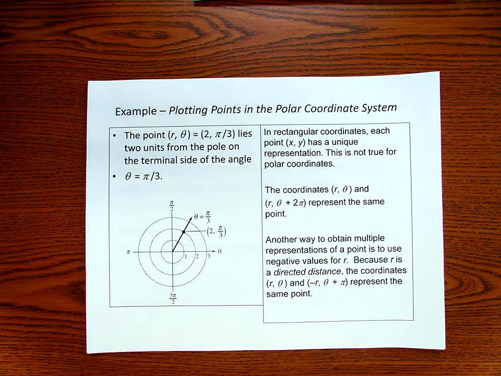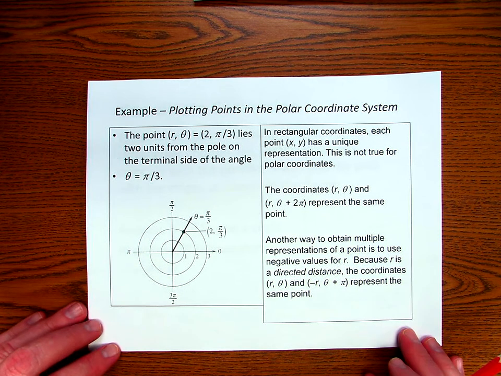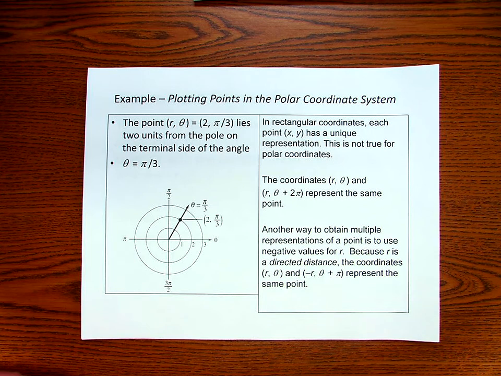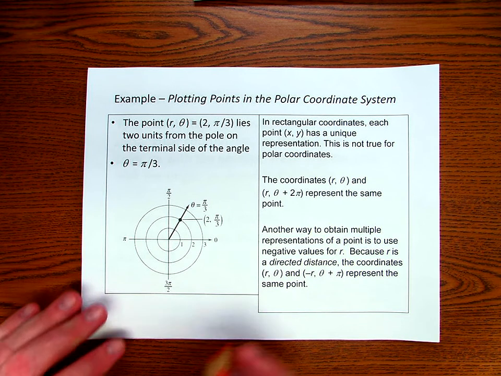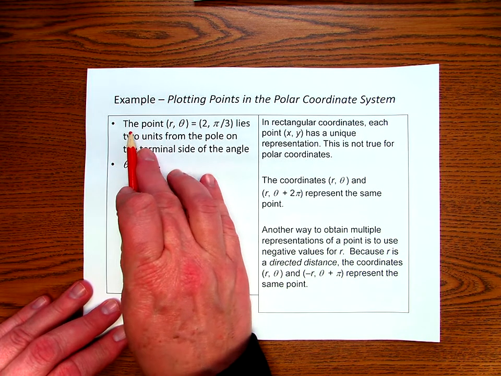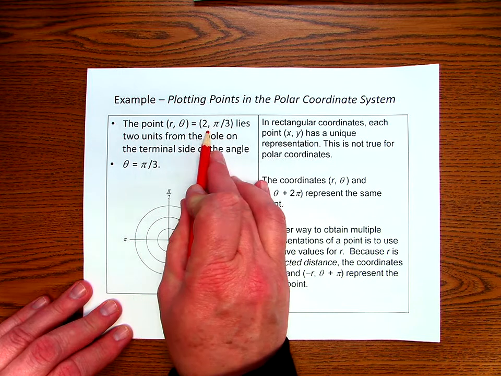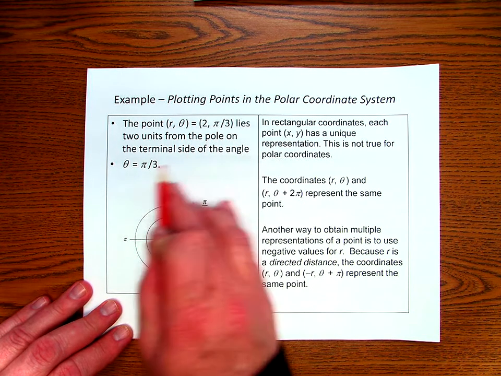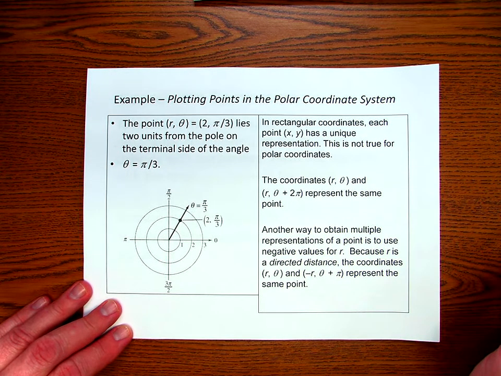All right, so the first thing we're going to look at is, how do you go back and forth between the two coordinate systems? What if you have something in rectangular and you want it in polar? What happens if you have something in polar and you want it in rectangular? Okay, so what's associated with that? Leading up to those ideas, the point r theta, 2 pi over 3, lies 2 units from the pole on the terminal side of the angle theta equal to pi over 3.